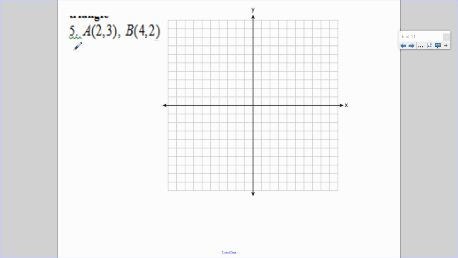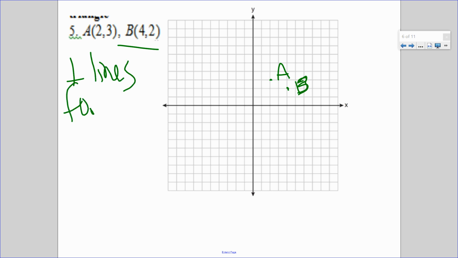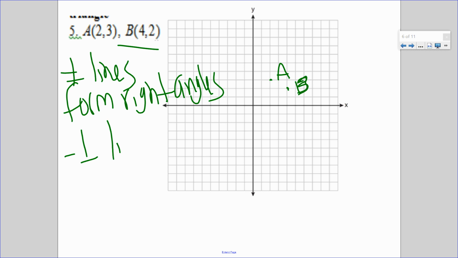So if A is 2, 3, B is 4, 2. Now, you got to know where the right angle is. It should tell you. If not, then there's plenty of answers you can give. But I'm going to put the right angle at B. I know that perpendicular lines form right angles. And I know that perpendicular lines have negative reciprocal slopes.